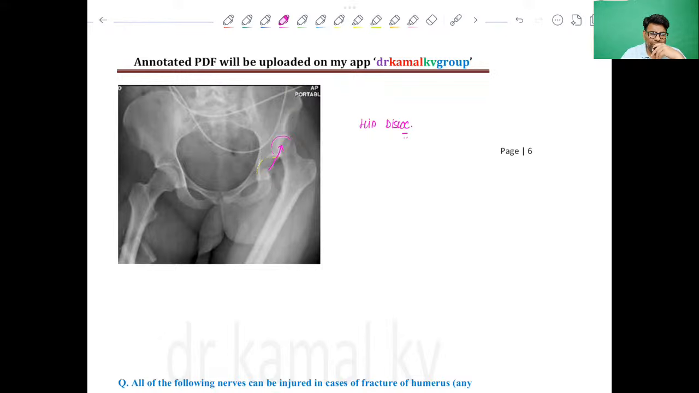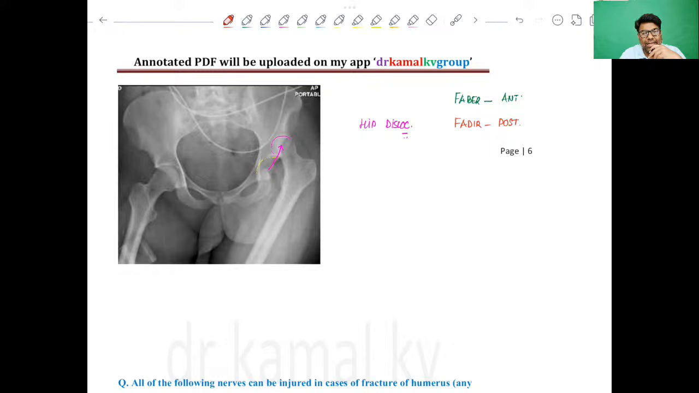FADIR is posterior dislocation: flexion, adduction, internal rotation, right? Okay. Now this is a case of hip dislocation. We have to identify what type of dislocation it is, anterior or posterior. Let us summarize the mnemonics like what we discussed now. FABER is anterior hip dislocation, and the other one, FADIR, is the posterior dislocation.